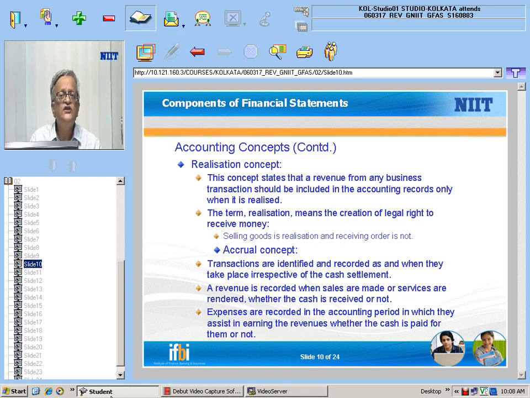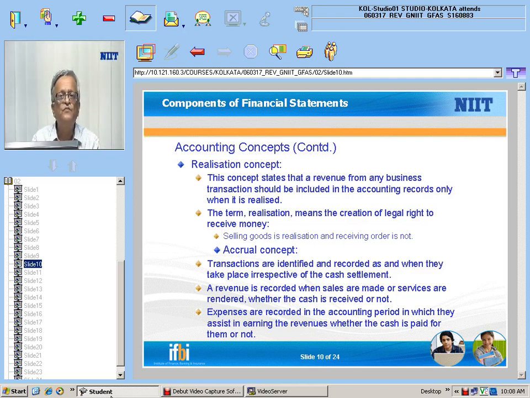So what does the realization concept say? This concept states that revenue from any business transaction should be included in the accounting records only when it is realized. So when can revenue be recognized? Only when it is realized. So if revenue is realized, then the revenue can be accounted for in the books of accounts.